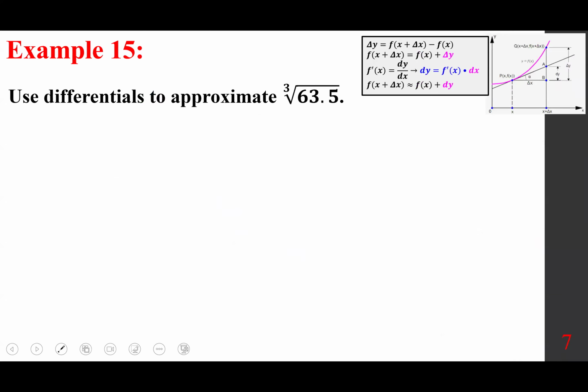All right, one more example. Use differentials to approximate the cube root of 63.5. And again, we're going to start with the function. What function? Just read. What is the action? Cube root. What is the operation or action? Cube root of x.